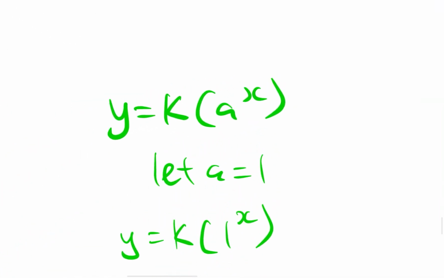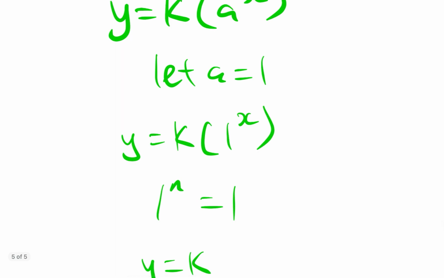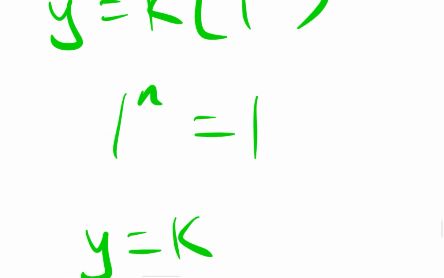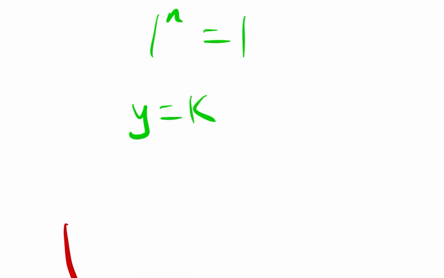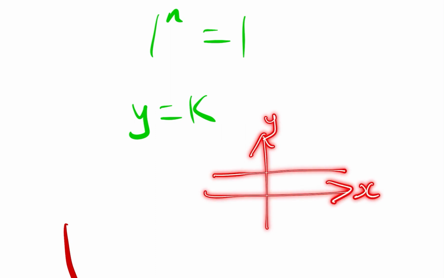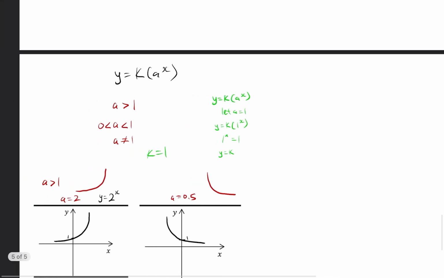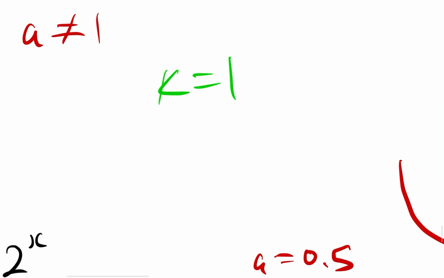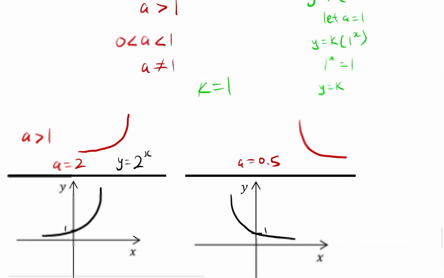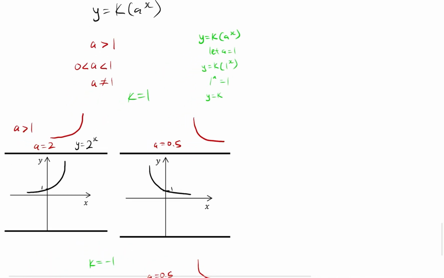I'll show you. So in this graph, if I let a equal 1, I'll get y equals k times 1 to the power of x. And we know that 1 to the power of anything is just 1 itself. So therefore, I will get y equals k, which is technically a linear graph, not an exponential. So therefore, a cannot equal 1. Alright, so yeah, moving on. k kind of determines which point you will intersect on the y-axis. Yeah, so I'll show you later on.